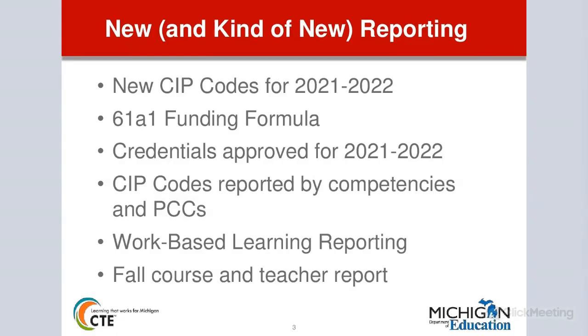We're going to go over some new reporting and some other reporting that was implemented last year. This is an overview of what we will go over today: new zip codes for 2021 and 2020 through 2022, the 61A1 funding formula, the credentials approved for 21-22, zip codes reported by competencies and Perkins course competencies, work-based learning reporting, and also the fall course and teacher report.